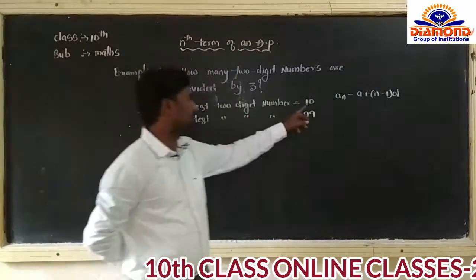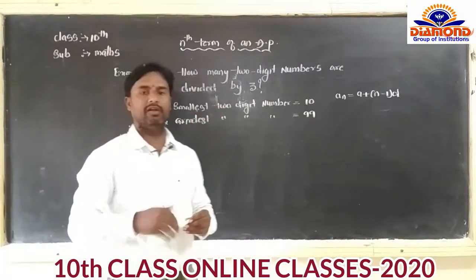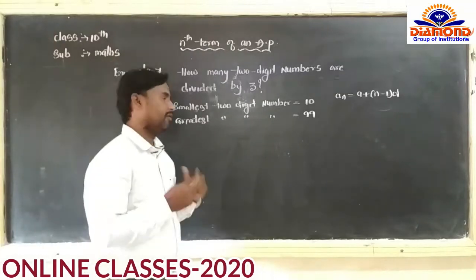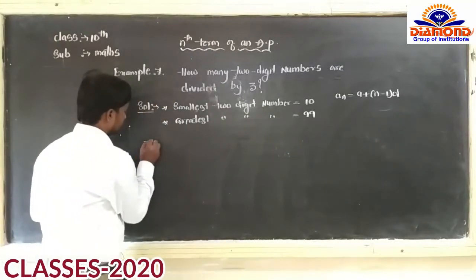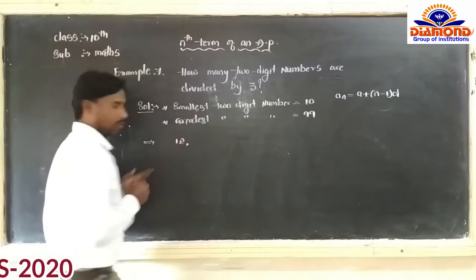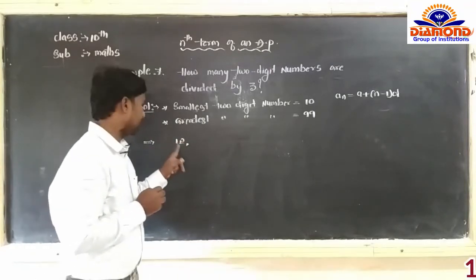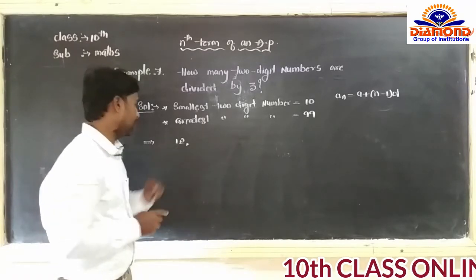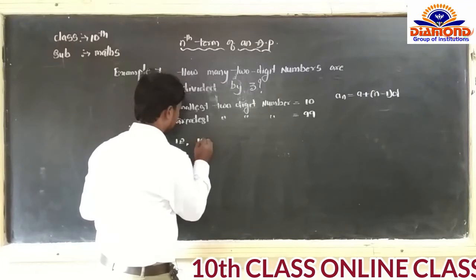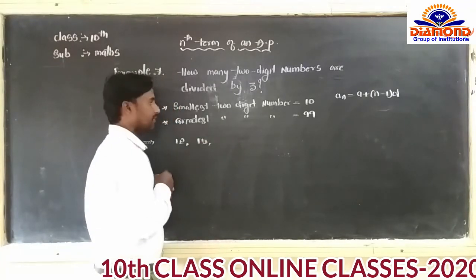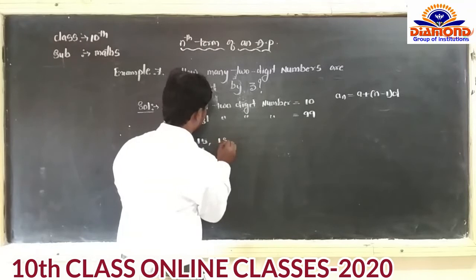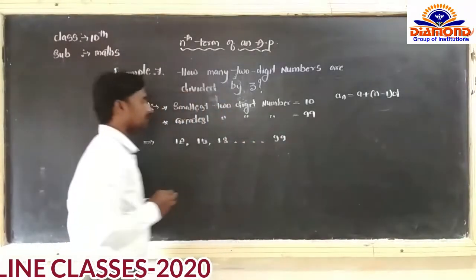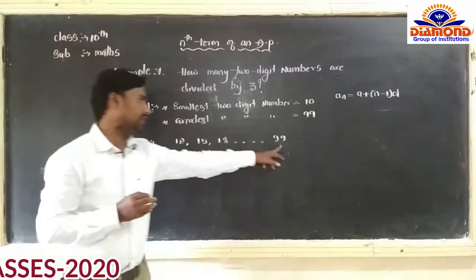The smallest number is 10, so 11 is not divisible by 3. 12 is divisible by 3. So the first number is 12, the first 2-digit number divisible by 3. When we add 3, it becomes 15, next it becomes 18, and so on. 99 is also divisible by 3, dear students.